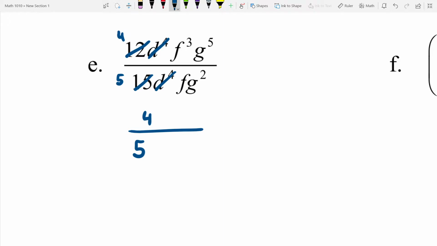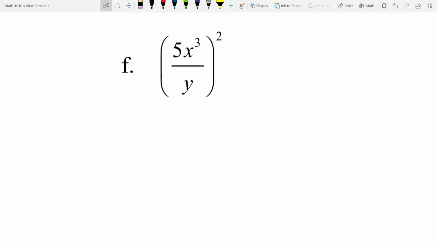Look at the F's. 3 on top and 1 on bottom. Everybody in the room, tell me, where do you have more F's? On the top. How many more F's do you have on the top than on the bottom? 2. So it's just going to be 2 F's left over on the top. Look at the G's. 5 on top, 2 on bottom. Where do you have more? On the top. Everybody tell me how many more? 3 more. That's your answer. Literally, that's all you do. Who says this is easy so far? Okay, good. Okay, question F.